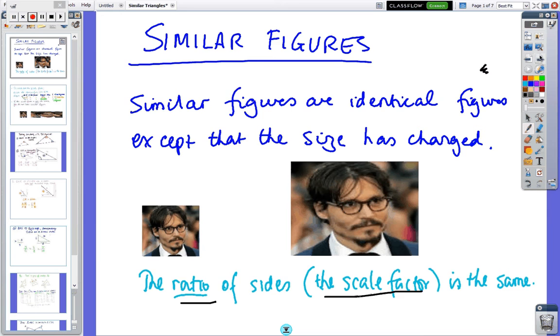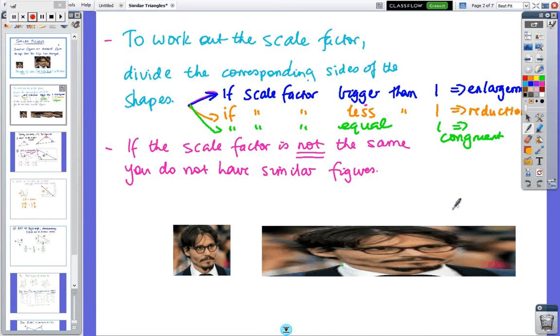So copy that and come across. Okay, to work out the scale factor, what we have to do is divide the corresponding sides. If the scale factor is bigger than 1, we've enlarged it. If the scale factor is less than 1, we've reduced it. And if the scale factor equals 1, we've got congruent shapes.